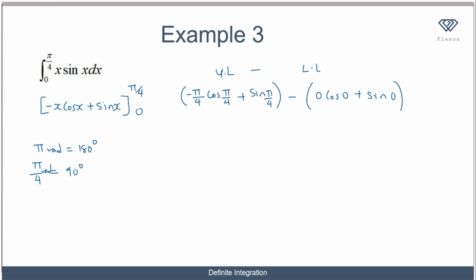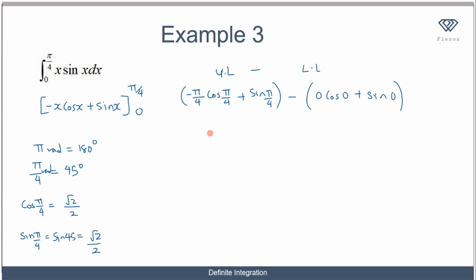180 over 4 gives me 45. So if you punch in your calculator, put it in radians, and try to evaluate cos pi over 4, I'm going to get root 2 over 2, which is the same thing as finding cos 45. So now I know that cos pi over 4 is the same thing as cos 45, which equals root 2 over 2. Similarly, sin pi over 4 is the same thing as sin 45 in degrees, which is root 2 over 2.